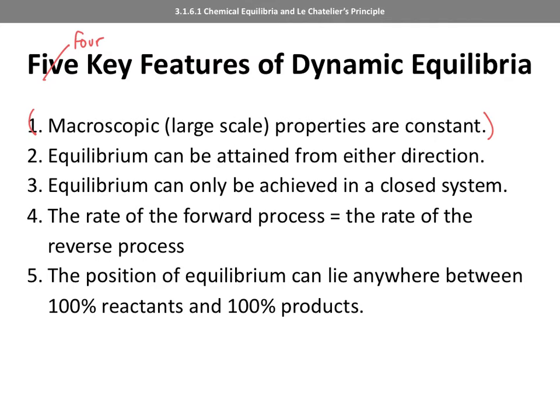So it looks like it's in equilibrium, but it looks like that's it. It actually appears to be static. But really, we now know that it's dynamic, and it's dynamic when we look at the molecular or particle level. So anyway, the four key features, so really 2, 3, 4, and 5 here, or that equilibrium can be attained from either direction.